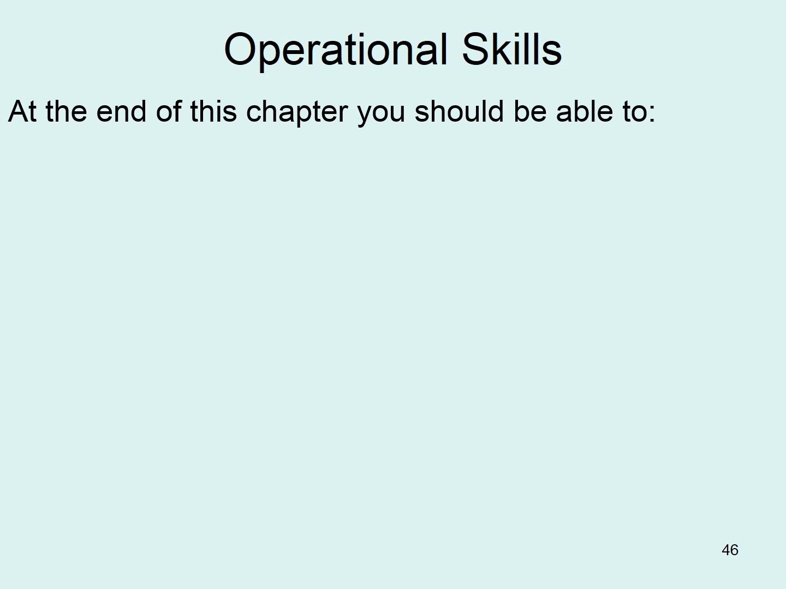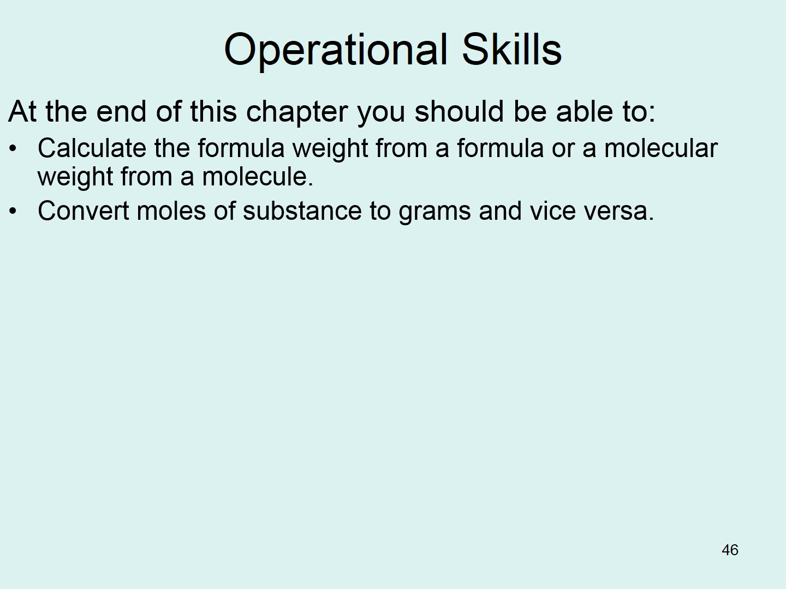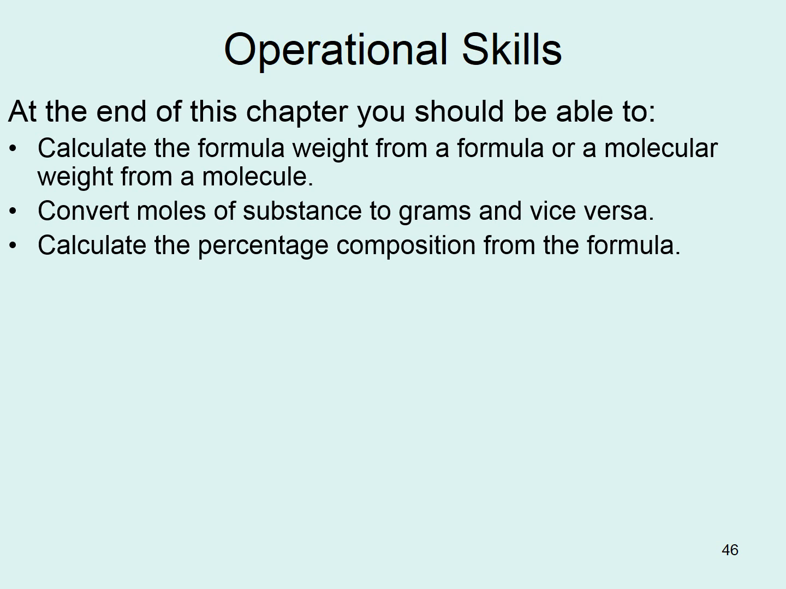All right, so what should you be able to do at the end of this chapter? You should be able to calculate the formula weight given a formula or a molecular weight given a molecule. Again, that's just a difference in wording. A formula is technically an ionic compound, and a molecule is actually a covalent compound. But either way, be able to find the formula or molecular weight. Be able to convert moles to grams or grams to moles of any substance. Actually be able to convert to number of atoms as well.